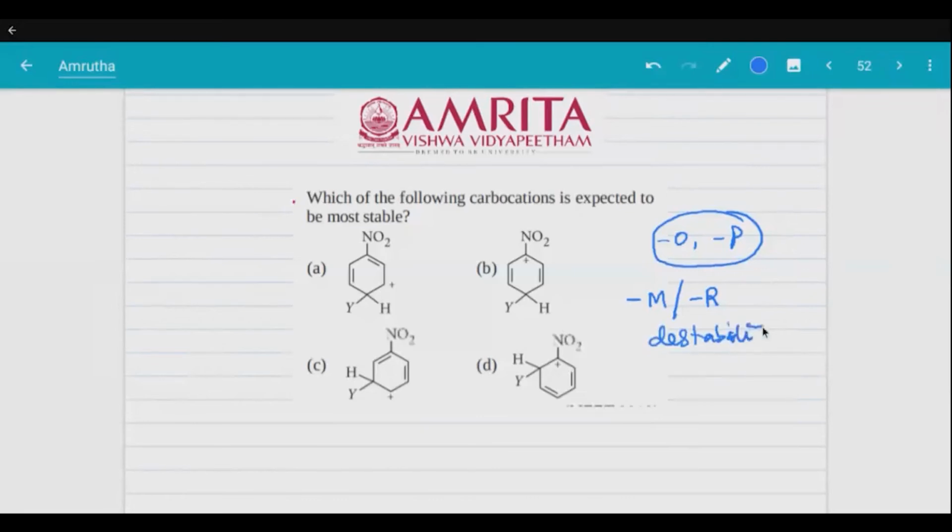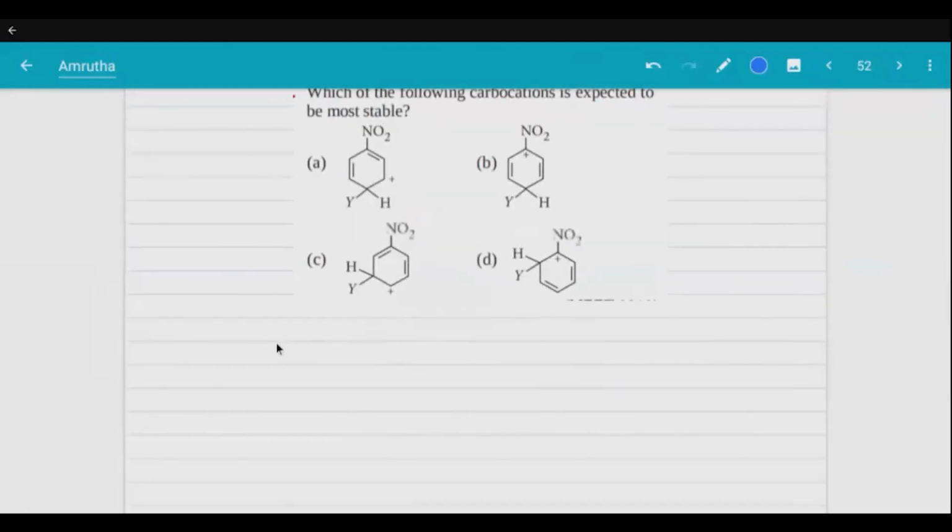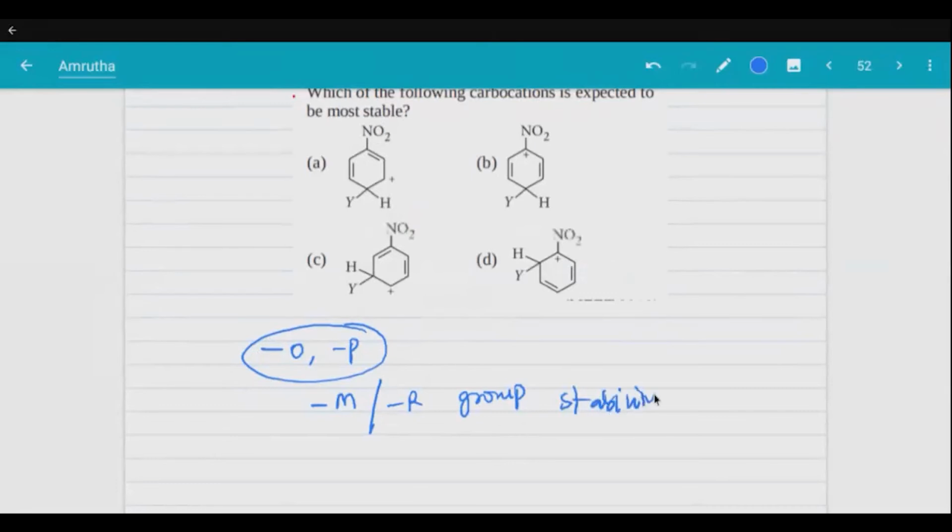Destabilize the carbocation. Very, very important point it is. In a very simple way we can eliminate options. Ortho and para positions are very important with respect to the group. If in the ortho and para positions there is a minus M or minus R group, carbocation stability will decrease.